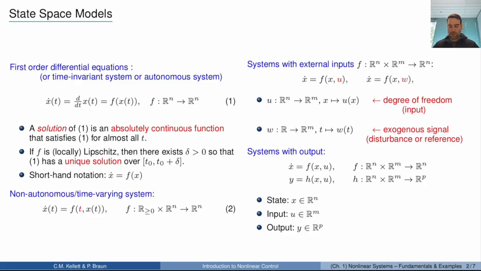As a last component of a system, we can add an output function, so y is equal to h of x comma u. And then we have the three components: x denoting the state, u denoting the input, y the output, meaning not all the states x might be available through sensor measurements, and only a subset is available, which is then captured through this output equation.